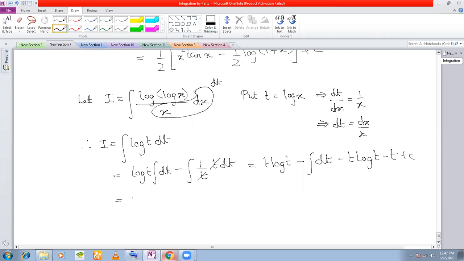Now put back the value of t. We had put t is equal to log x. So this is log x into log x, minus log x plus c. Okay. So this was an easy one. You just substitute. You just had to realize here that derivative of log x is 1 by x. That is what you had to realize here. Okay. Let us do this one.